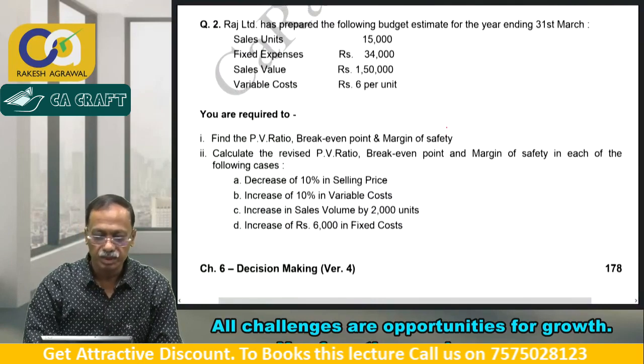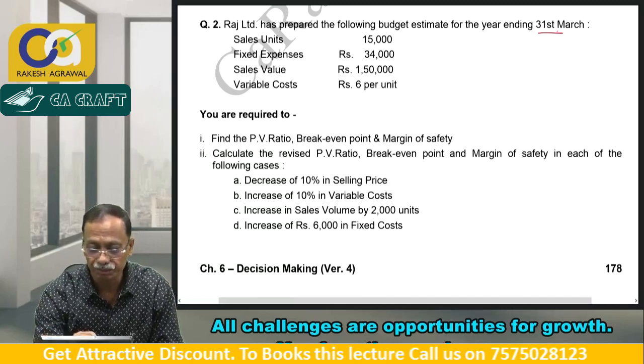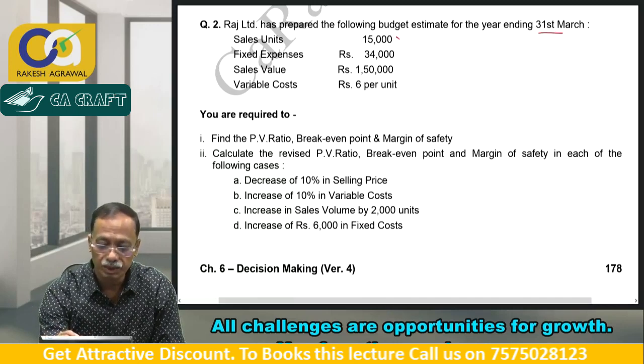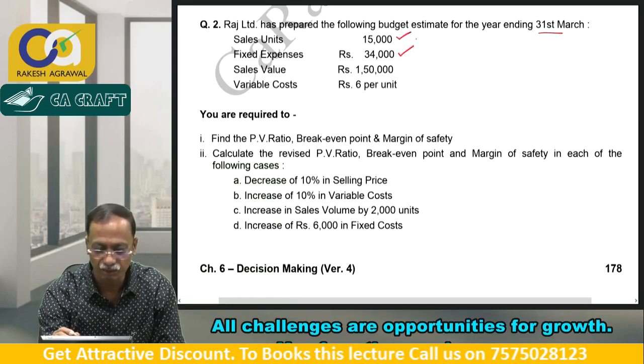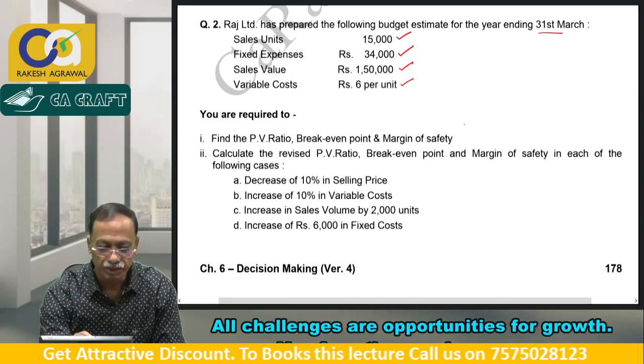Raj Limited has prepared the following budget estimate for the year ending 31st March. Sales in units, fixed expenses, that is fixed cost or fixed overheads, whatever you call it. Sale value is given. Variable cost per unit is given. Now you are required to answer some questions.